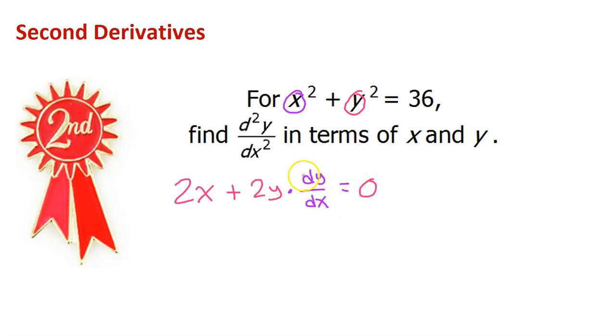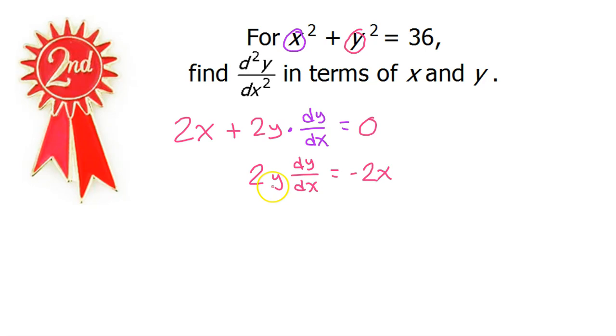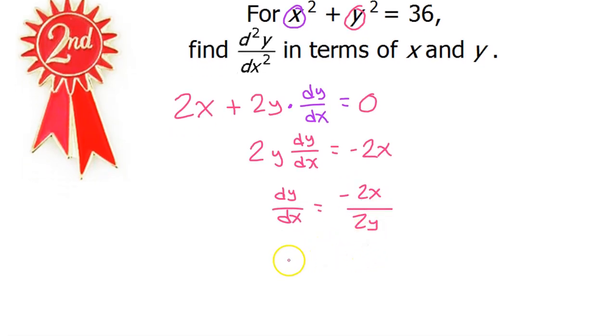We need to have any term involving dy dx on the left side of the equation. Everything else needs to be on the other side. So let's subtract 2x from both sides to sort of move this over there. To get dy dx by itself, we need to divide both sides by 2y. So we will have dy dx is equal to negative 2x over 2y. The 2's will cancel each other out, and we are left with dy dx is equal to negative x over y. So this is the first derivative.